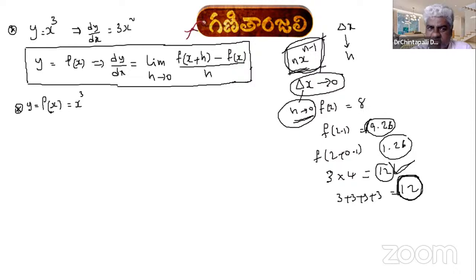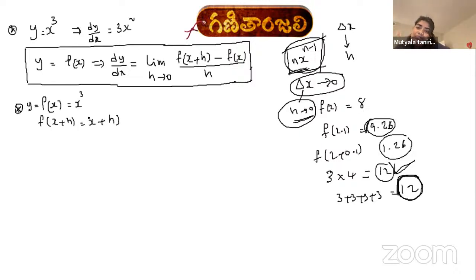If f of x equals x cube, then what is f of y? Y cube. F of z? Z cube. F of a? A cube. F of b? B cube. F of c? C cube. So f of a plus b? A plus b whole cube. F of x plus h? F of x plus h is x plus h whole cube. Very good.